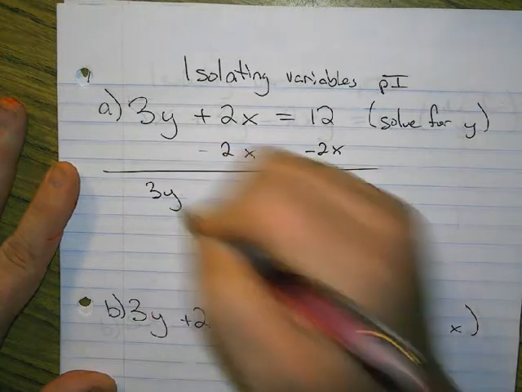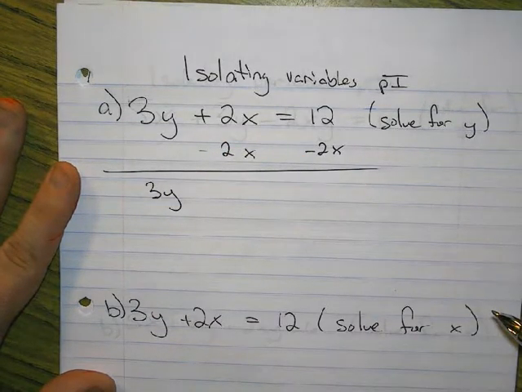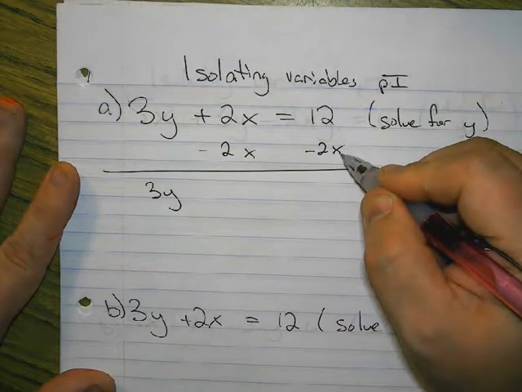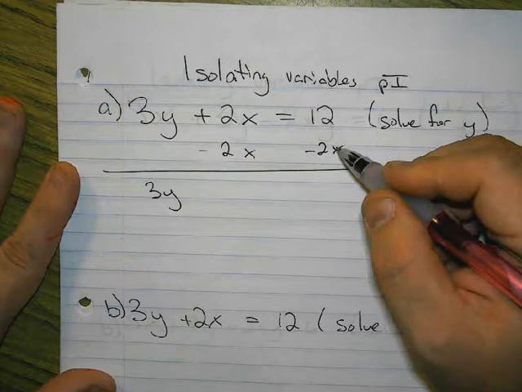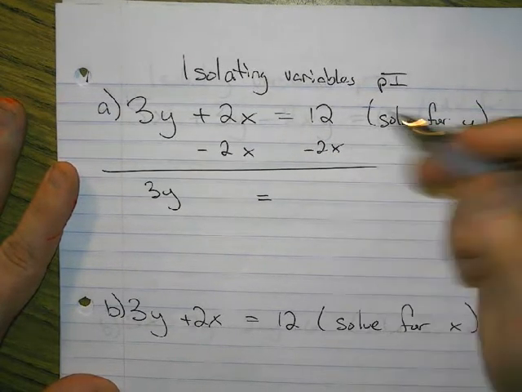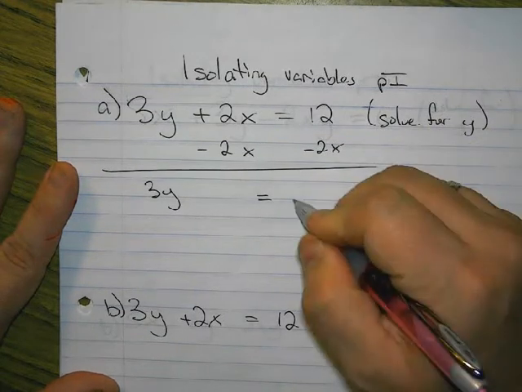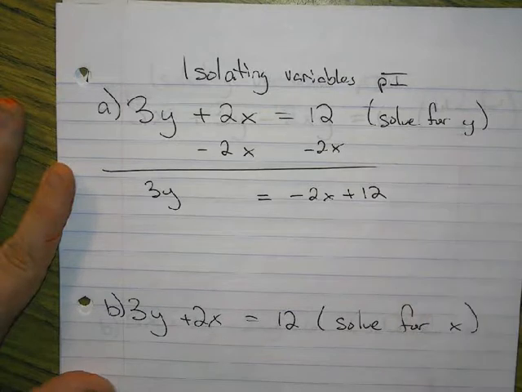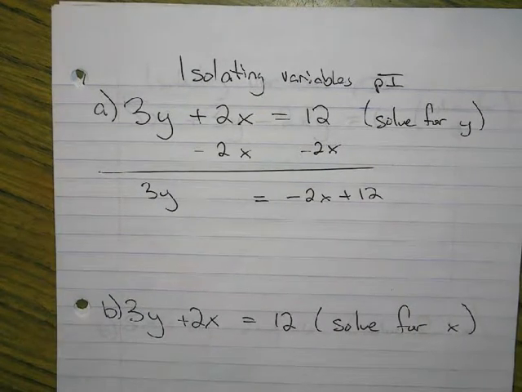All right, so that leaves us with 3y on this side. And on the other side, you can't combine 12 and negative 2x because they're different terms. It's apples and oranges at this point. Okay? So you could write 12 minus 2x. I'm going to leave it with the variable first. Hope that doesn't bother you too much. Plus 12. As we discussed earlier, same thing. Order doesn't really matter. Lastly, to get y by itself, we just have to divide by 3.